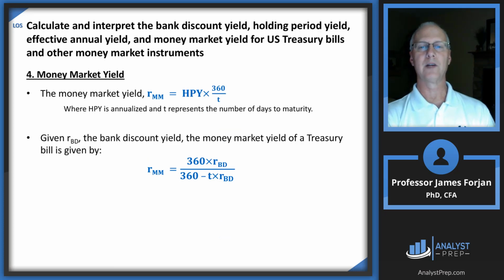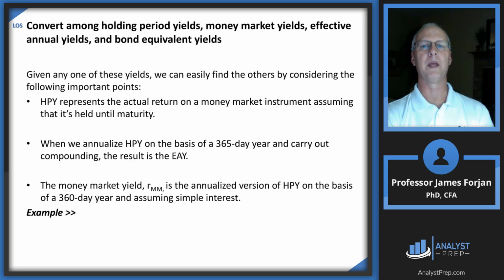Then the money market yield swings us back to a 360-day yield. That's a convention that goes back a long, long time, before they had computers, just to make life simple. It's really hard to divide by 365, so it's easier to divide by 360. And there's the money market yield given a bank discount yield. Let's talk a little more about these. If you're given one of these, you can easily find the others by considering that the holding period yield represents an actual return on a money market instrument, but the big assumption is that it's held until maturity. When we annualize the holding period yield on the basis of a 365-day year and carry out the compounding, the result is the effective annual yield. The money market yield is the annualized version with 360 days.